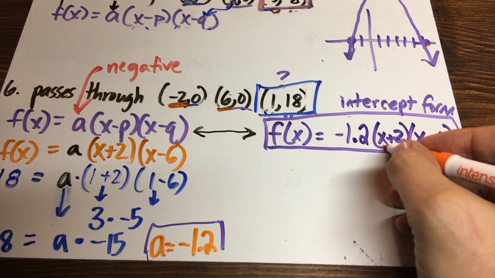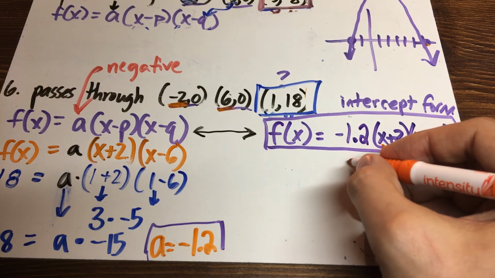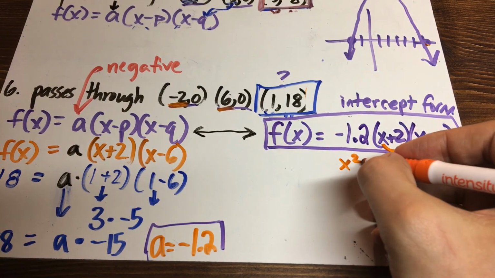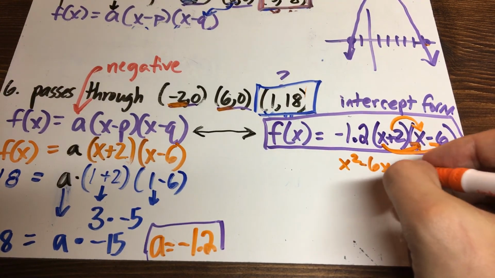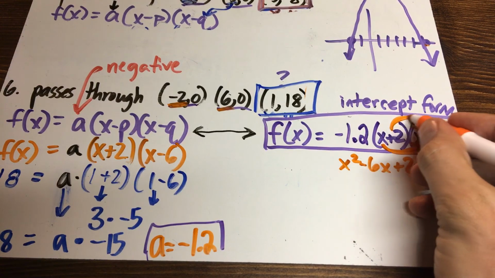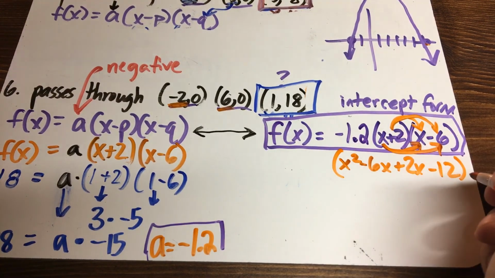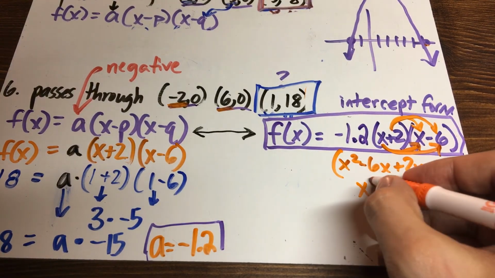Let me actually do the FOIL first. Let me just do the two parentheses. X times x is x squared. X times -6 is -6x. And then right here, +2 times x is 2x. +2 right here times -6 is -12. And so if I actually simplify this a little bit, that would be x squared.